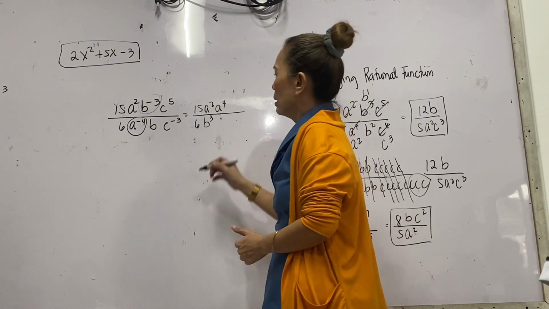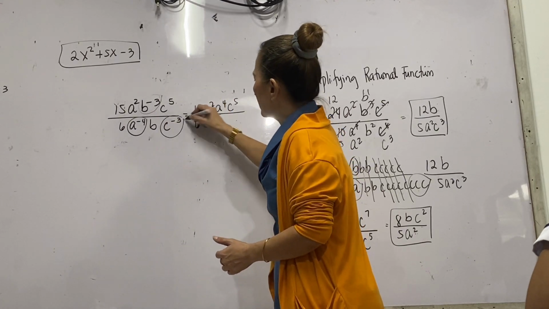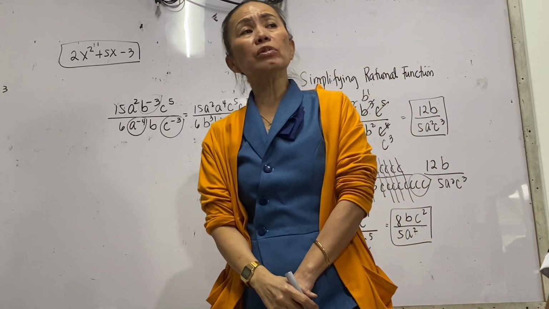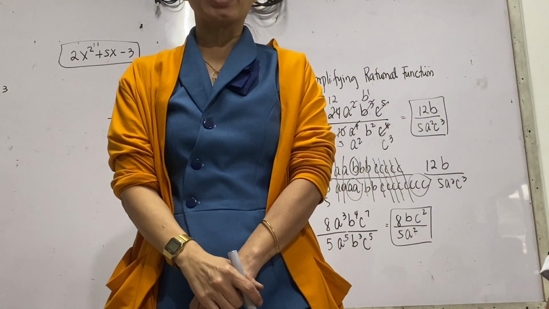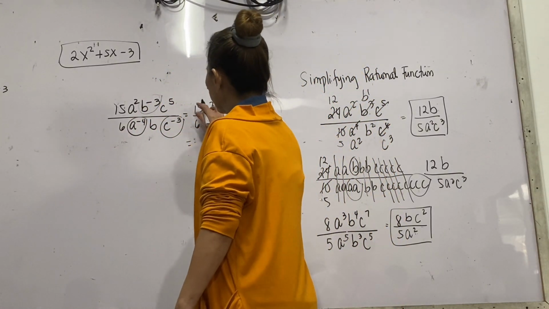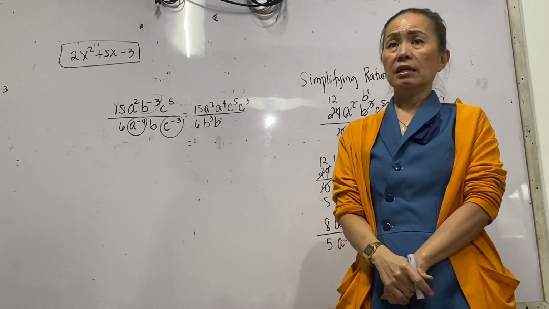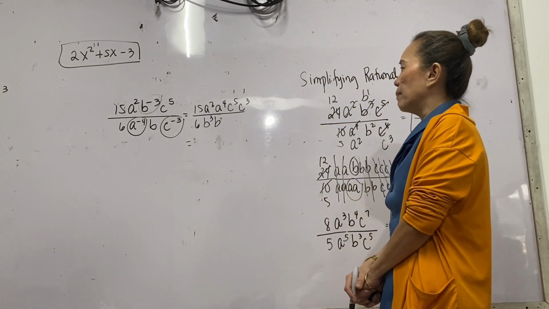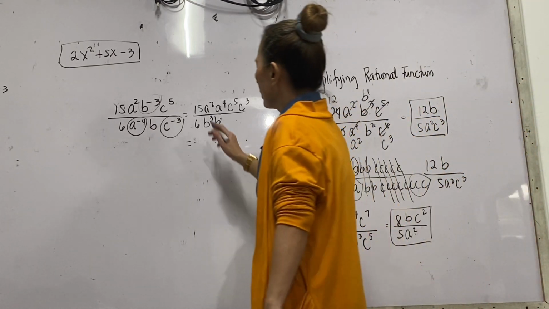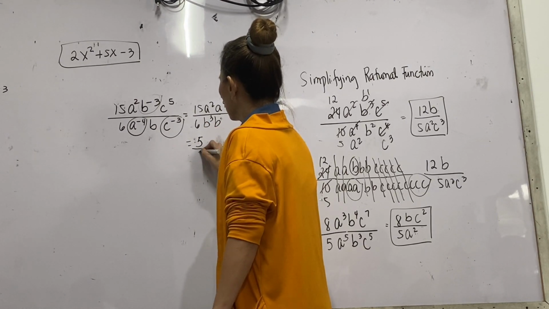Nagkakaintindihan po ba? And then we have b, c^5, negative, itataas natin para maging positive. When we multiply like places, we add the exponent. So, i-add doon natin. 15 and 6, saan na-divide? Sa 3. So, we have here, 15 divided by 3 is 5, and 6 divided by 3 is 2.